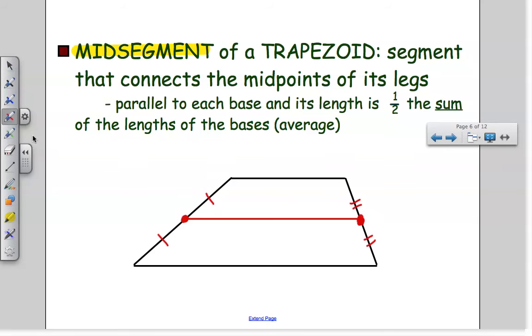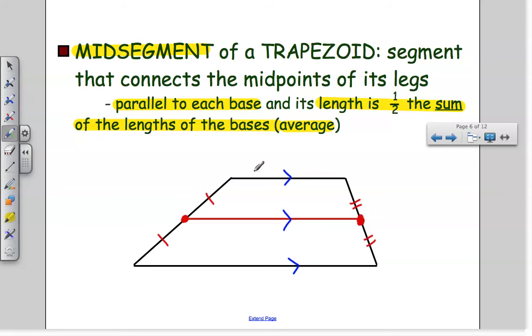Because two things happen with mid-segments. First of all, a mid-segment is parallel to each base. So remember how the bases have to be parallel in a trapezoid? Well, it's also parallel to those, so I could have all three of these marked with that one arrow. And the length of the mid-segment is half the sum of the lengths of the bases. In other words, it's the average of the two bases.